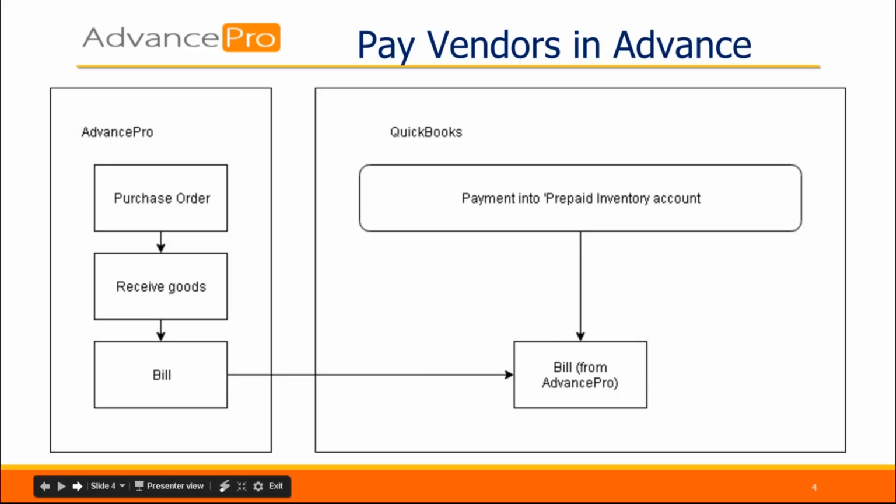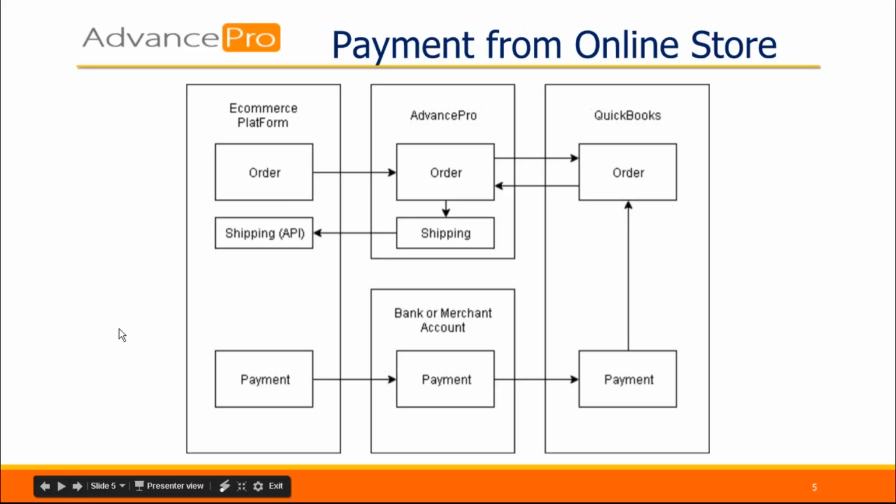Moving ahead, the next area we're going to address is when you're taking payments from an online store. So we have an e-commerce platform. This might be Shopify or an Etsy store, it might be Amazon, or it might be WooCommerce, any kind of e-commerce platform or shopping cart where you're taking orders and payments. This won't apply to AdvancePro's own B2B, B2C, and sales rep stores, because those function slightly differently. But if you have some third-party e-commerce platform, you're going to have an order and a payment that get created.